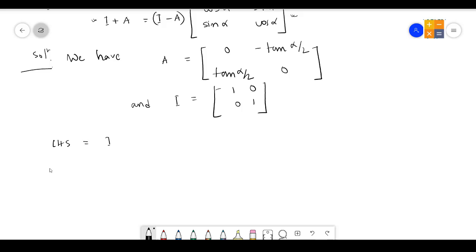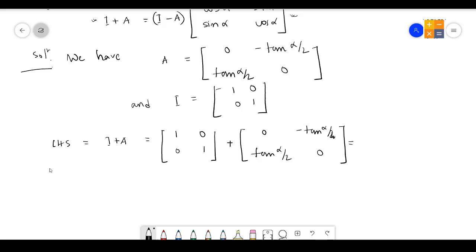is equal to I plus A. Let us put the values here. In place of I we can put 1 0 0 1. Then in place of A what can we put? 0 minus tan alpha by 2, then tan alpha by 2, then 0. So adding these two quantities we shall have the result.